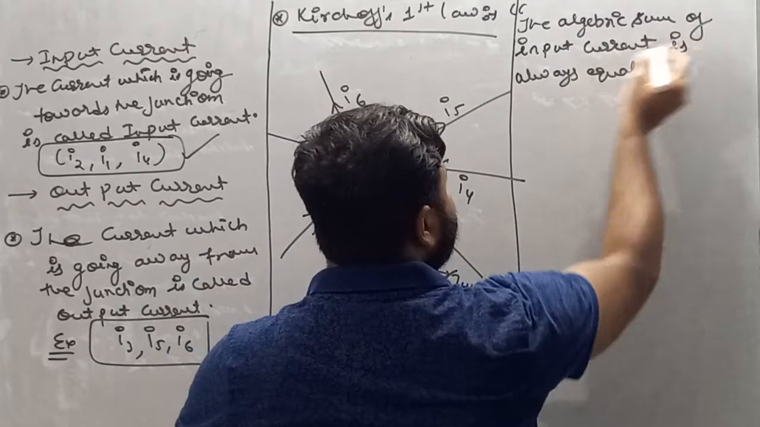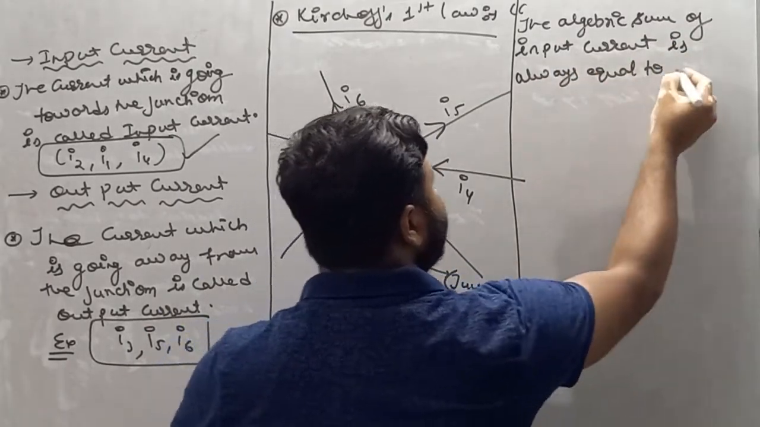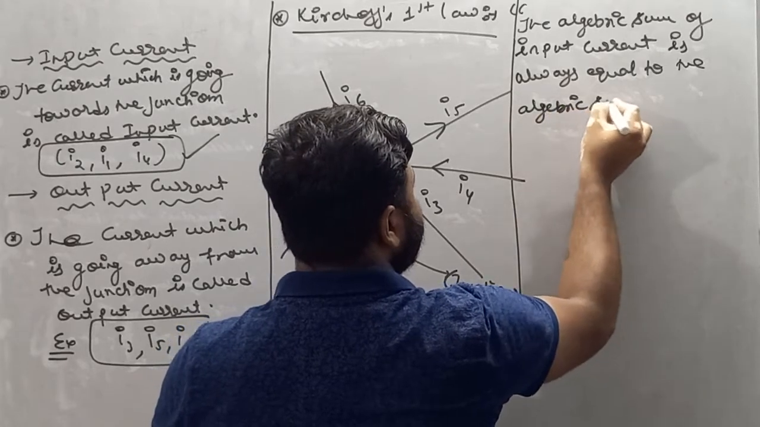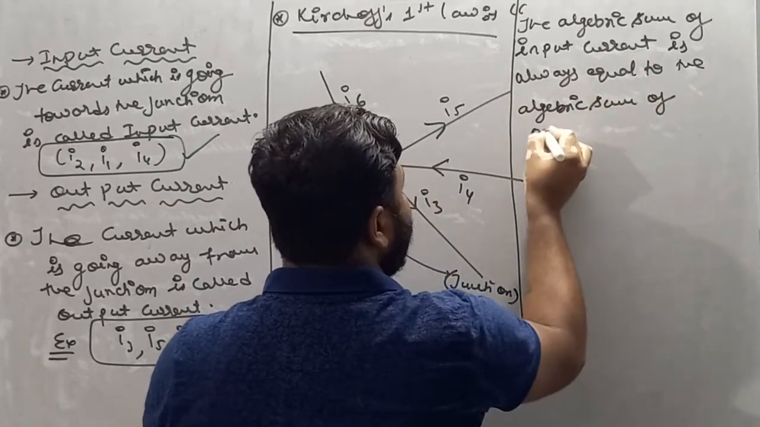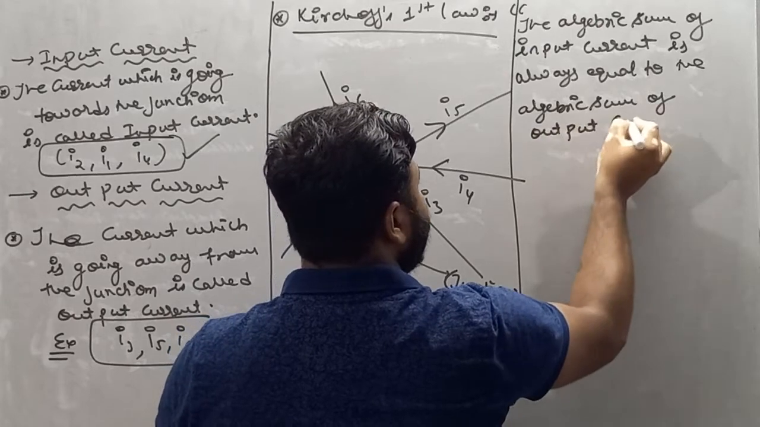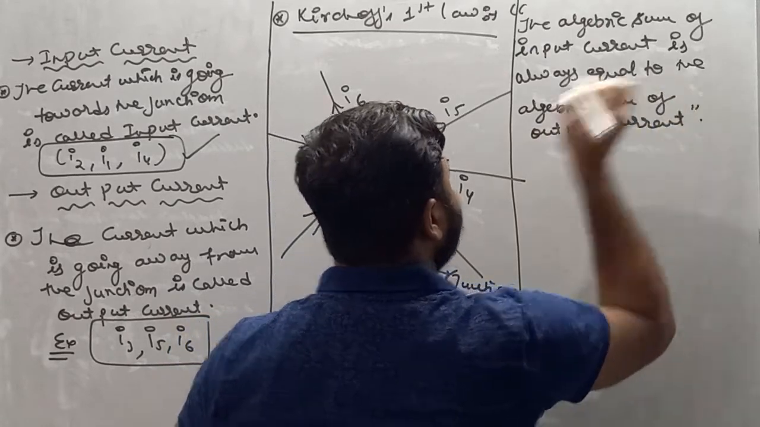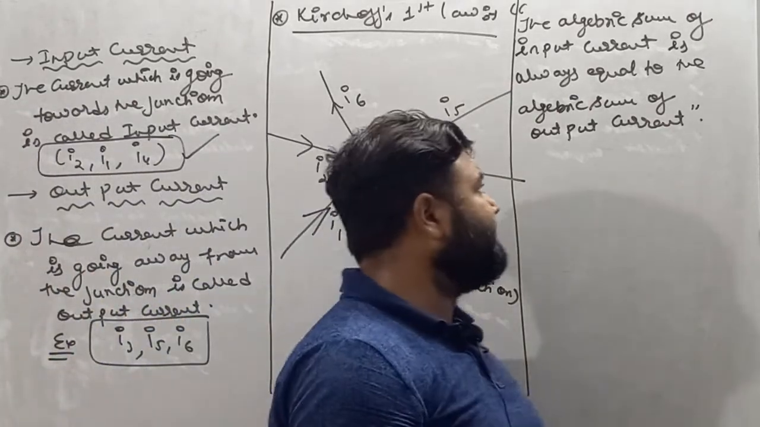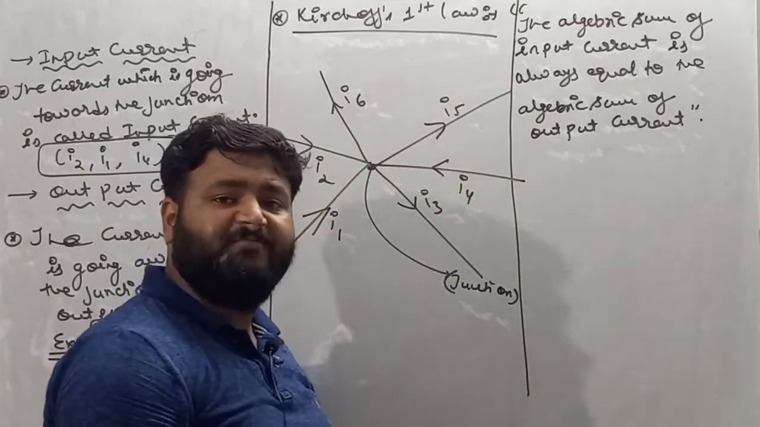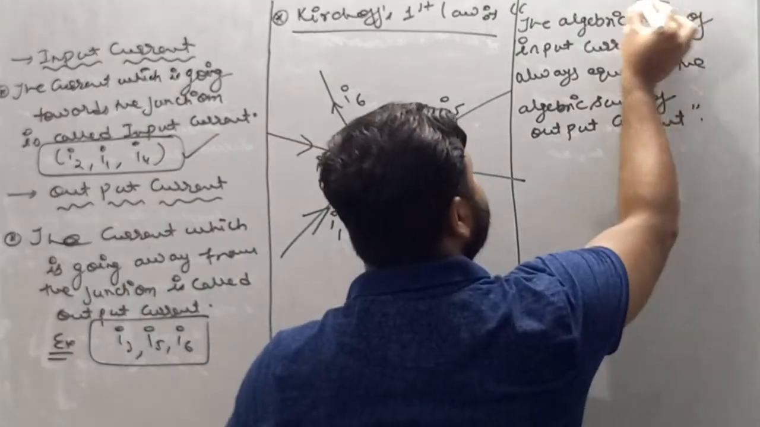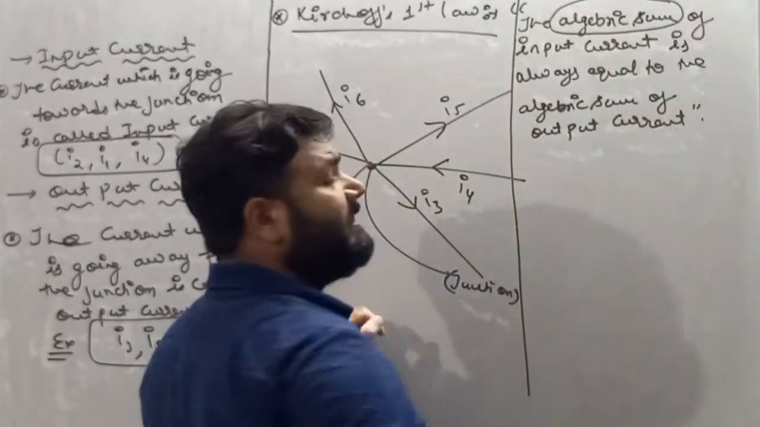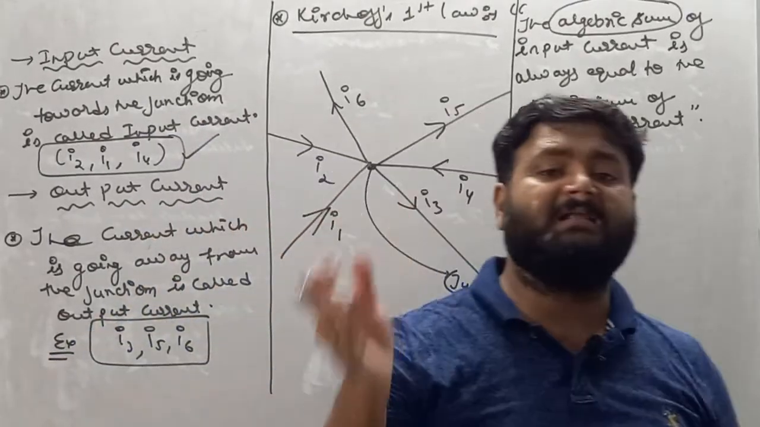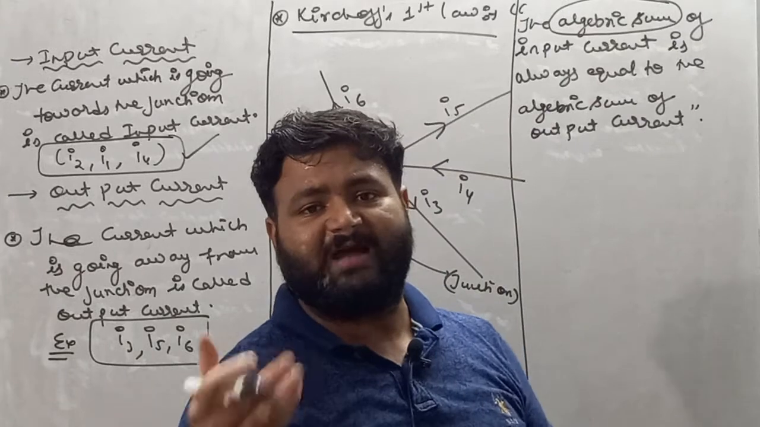So the algebraic sum of input current is always equal to the algebraic sum of output current. Why are we using the term algebraic sum? Because current is a scalar quantity. So we have to follow simple algebra to solve for the values of current.